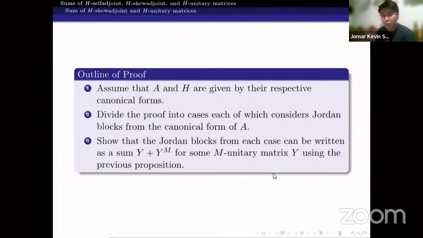So what do we do to each case? We show that the Jordan blocks from each case can be written as a sum Y plus Y to the M. Ito yung, oops, sorry po. Wala yung sharing. Start ko lang po ulit.